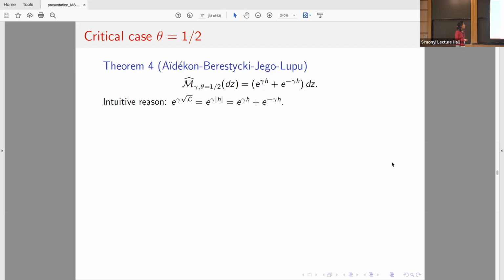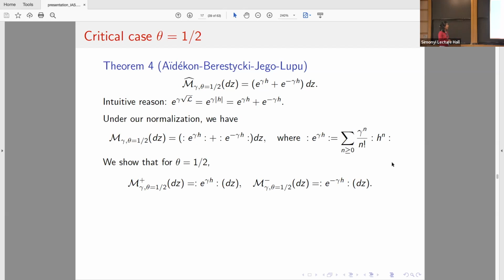In fact, in the work by Aïdékon, Jego, Lupu and Te Bérard, they have already shown that the multiplicative chaos at the critical intensity is equal to the hyperbolic cosine of the Gaussian field. The intuitive reason is very simple. It should be thought of as the exponential of gamma times the square root of the local time field, and by isomorphism, the local time field is like the absolute value of the Gaussian field, so it will be like the hyperbolic cosine. They actually showed it by taking the limit in the discrete setting, where everything is exactly true.